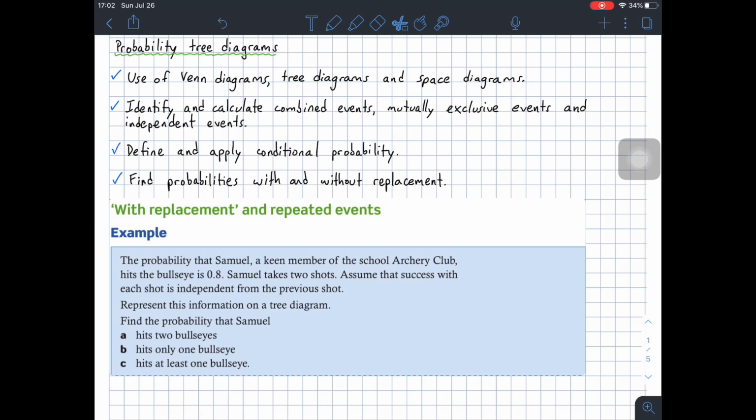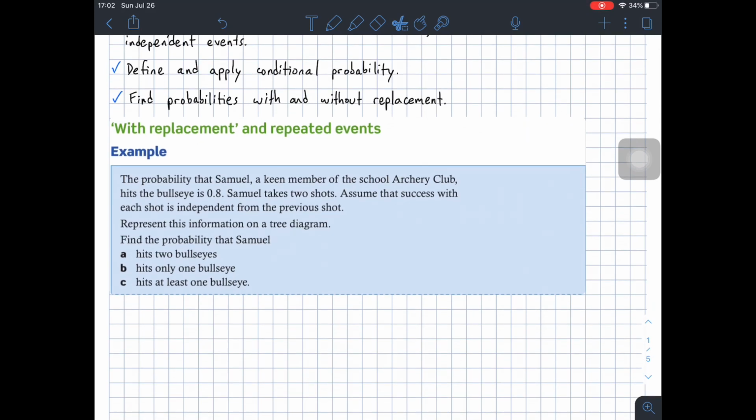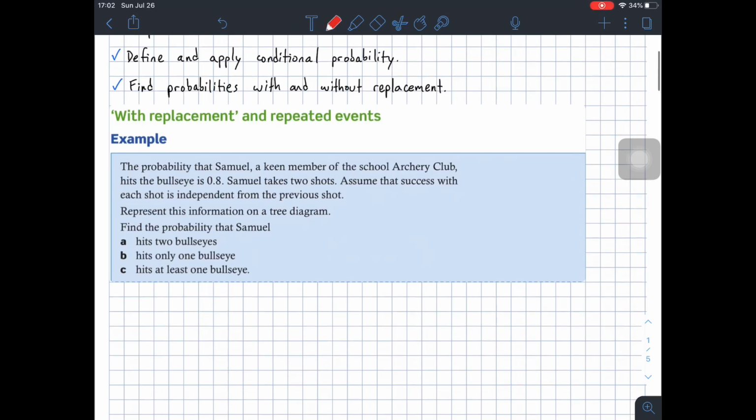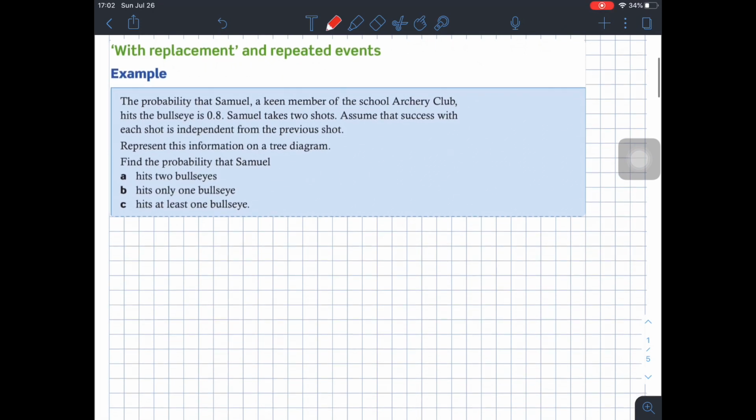Okay, so in order to review tree diagrams, we're going to be solving a series of exercises, and you'll see that this concept is quite easy. It usually does not present much trouble for students. Okay, so we're going to see the simplest form first, which is with replacement, also known as repeated events.